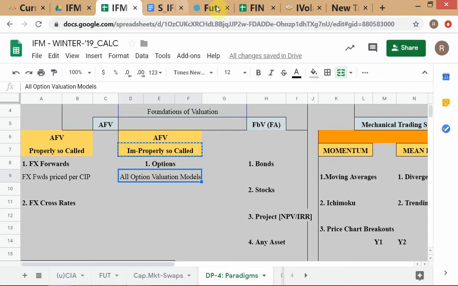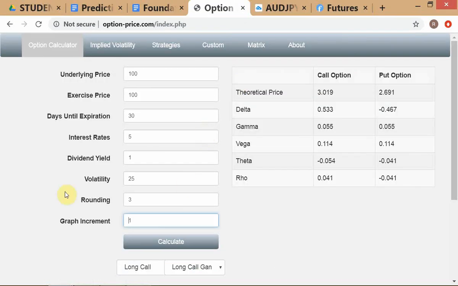Now second part. Can you tell me, by looking at the model, based on the discussions we have had, why have I said it's not proper AFV? Yes, give her the mic. Let's use the mic since we have it. Because the vol input is subjective.